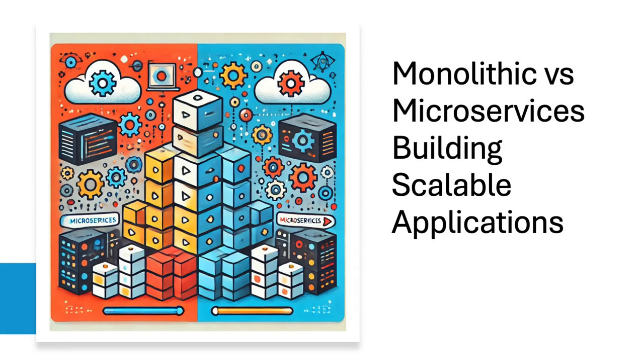Scalability is a key aspect to building any software system. In this video we're going to take a look at the trade-off between two key software architectures, monoliths and microservices. Let's go ahead and take a look at the details.